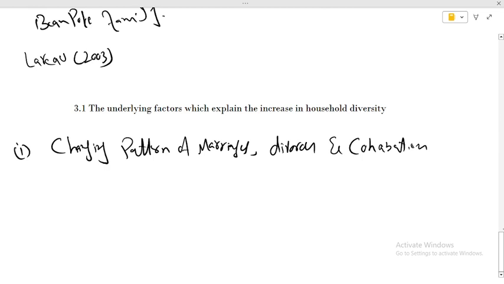Then we want to discuss number two, which is postmodernism and postmodernization.